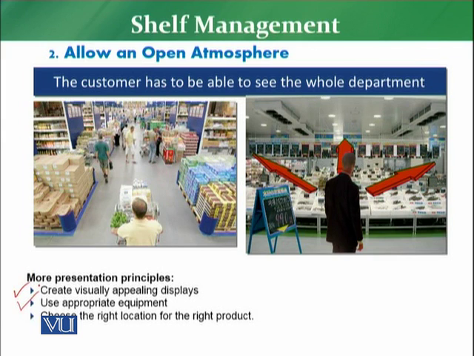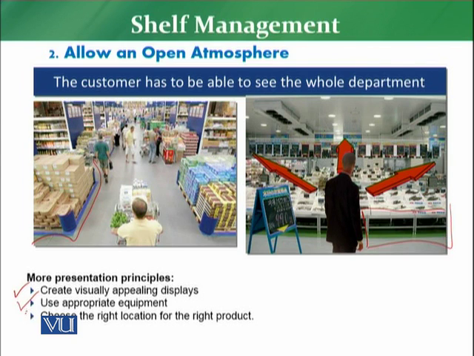Then you need to use appropriate equipment. As an example, if you see here, there is a proper palletized area, so proper pallets are used to display these products. In this example, where fish is displayed, there are proper racks on which the fish is displayed. So proper equipment should be used to display the product.